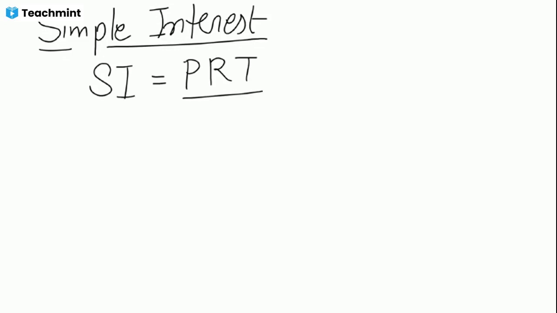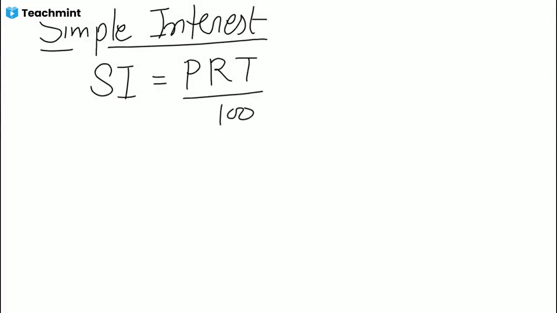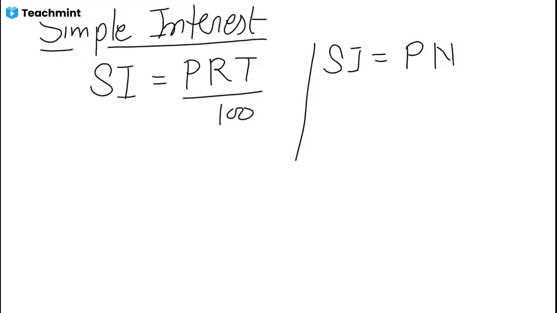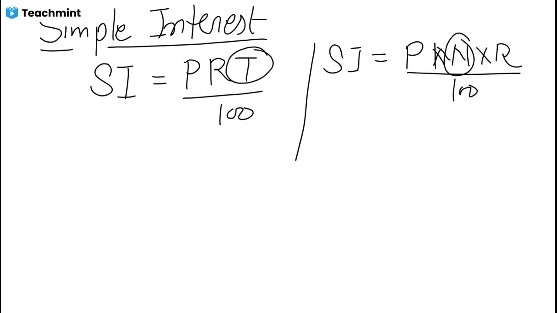Simple interest, SI, the formula I was telling you: PRT over 100. You can use this, or in your PDF and your book you have SI is equal to PNR, or they are using the multiplication sign, P into N into R over 100, with N the number of years. Here we are using T for time, so you can use either T or N. Got it?